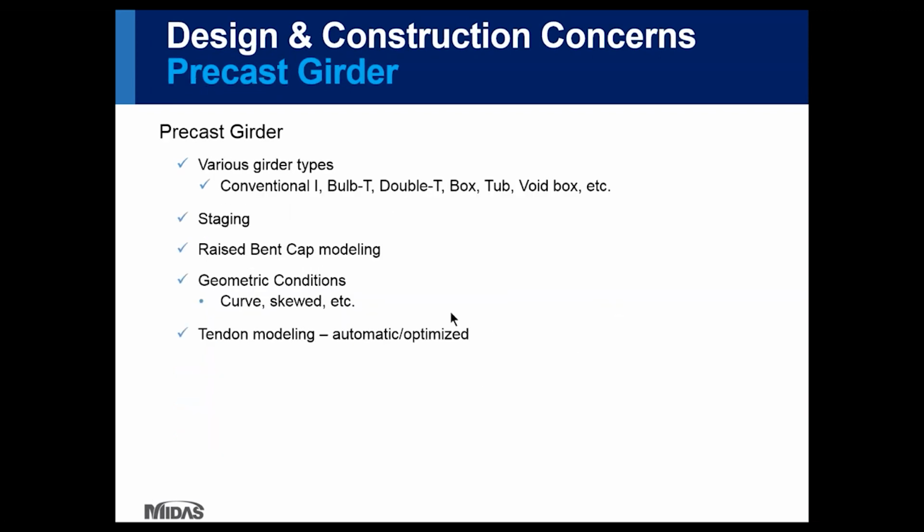In terms of the precast girder application, various types of girders: conventional I, bulb T, double T, box, tub, or void box, etc. Staging for the precast girder, and the raised band cap modeling, and geometric conditions such as curved, skewed, and the tendon modeling same as the splice girder.